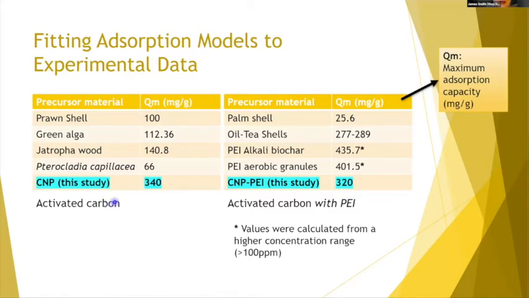The first part of the data I'll go over is how we fitted it to the Langmuir model. So the Langmuir model assumes that there is a homogeneous monolayer adsorption happening. So our results are in the highlighted light blue color. And these tables are just showing for activated carbon and activated carbon with PEI with different literature values. So QM, which is the maximum adsorption capacity, is in milligrams of chromium-6 per gram of carbon. So as you can see, overall, our values are essentially the same for CNP and CNP-PEI, and they're better than most of the QM values reported in other literature.